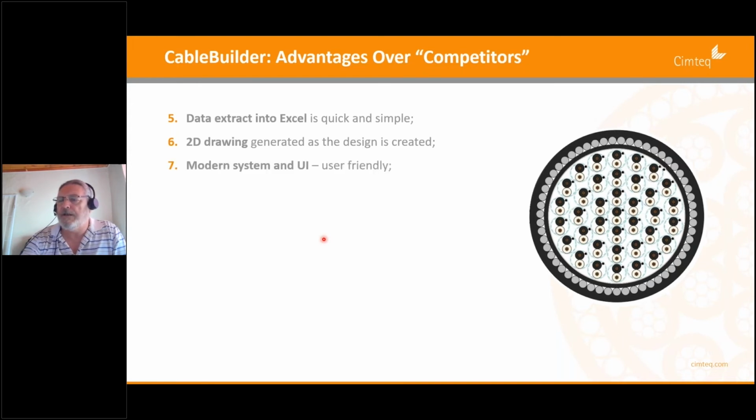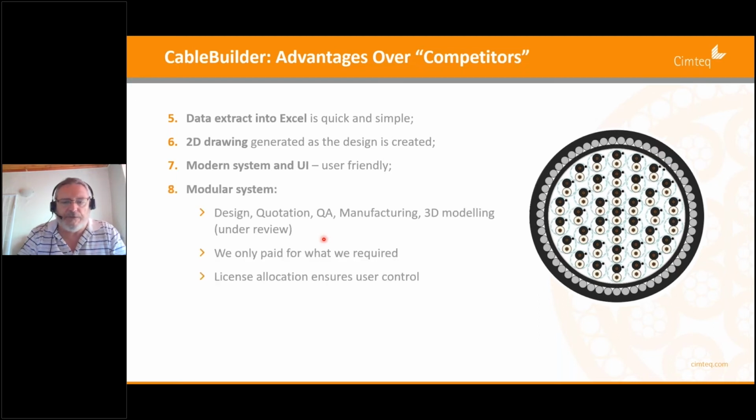It's a modern system and user interface. It's very user friendly, and it's something we are continually working on to keep up with the trends of industry. To keep it as user-friendly as possible with the latest IT trends. It's a modular system. So what that means, if I can give an example, at Abadur, we did not have the manufacturing module, nor did we buy the 3D module. So we didn't pay for them. We only paid for the modules we wanted. So we had the design module, we had the quotation module, we had the quality module, and we bought some Wizard licenses. We didn't have to pay for the other modules that are there, which is really nice as well.